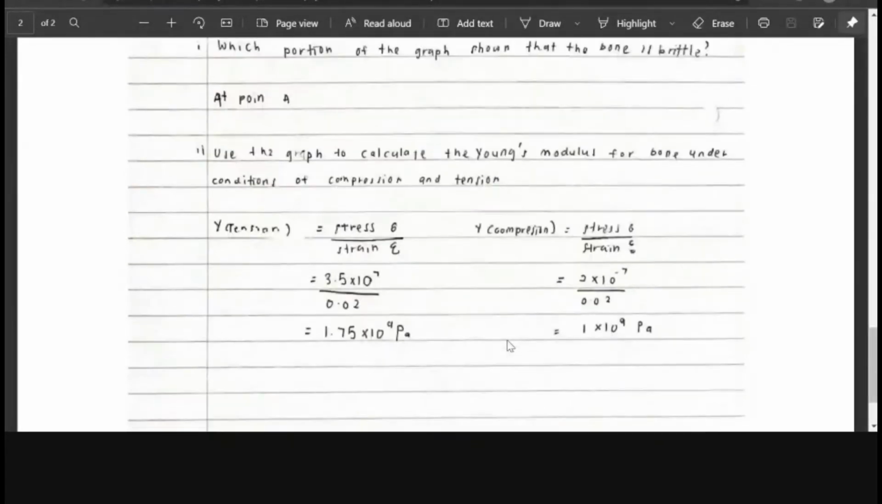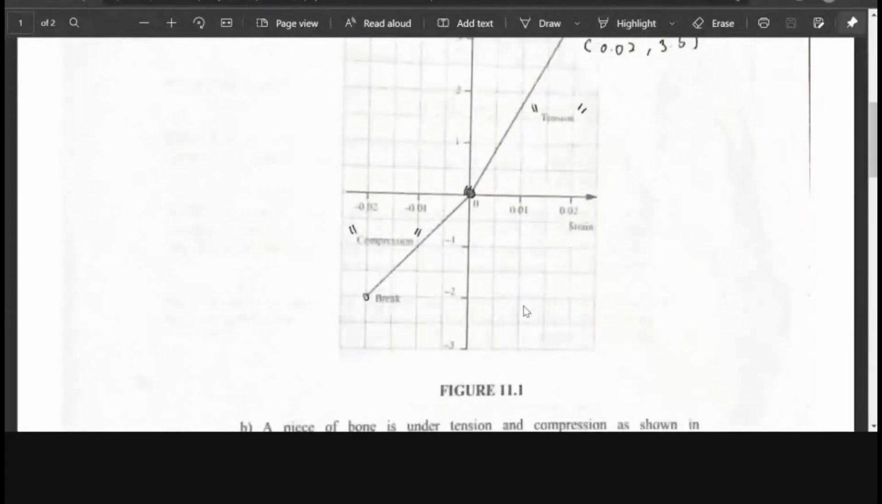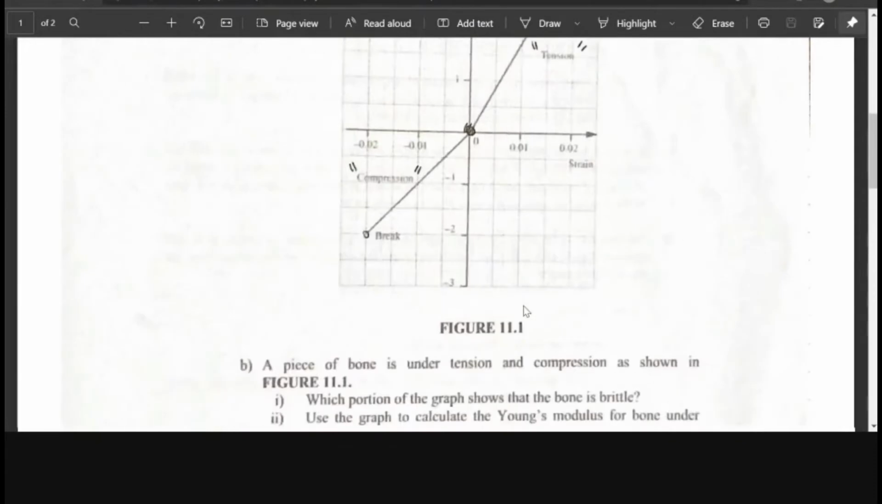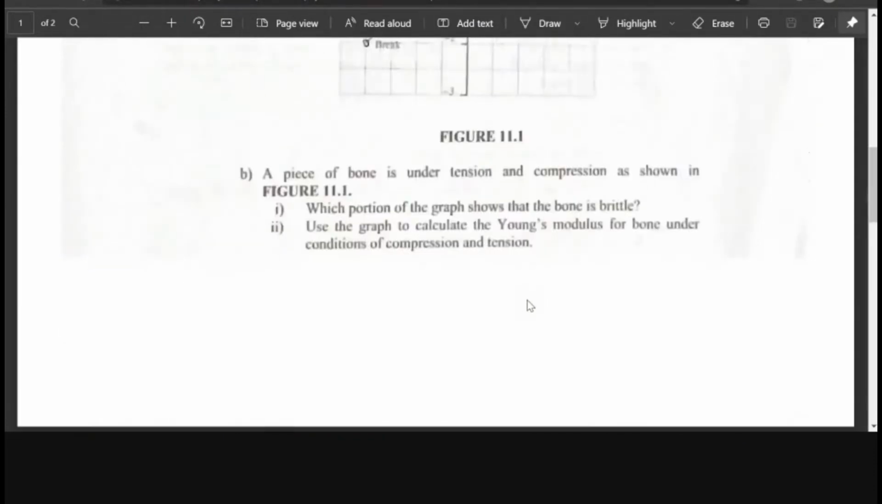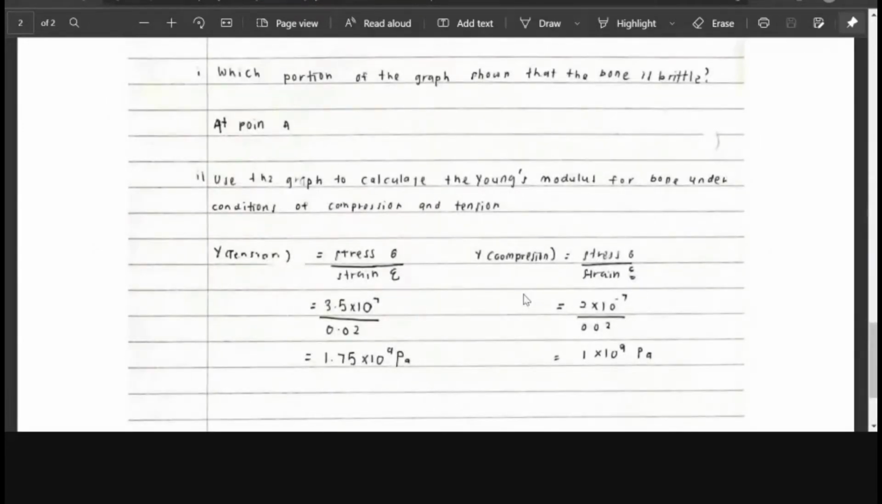Cuma jalan kira tu kan, bila kamu nak kira yang modulus and kamu diberi graph of stress against strain, dia punya modulus tu actually represented by the gradient of the graph. Maksudnya kecerunan graph tu. So supposedly dia adalah cerun lah. So maksudnya kalau tadi kamu ambil, cuba tengok dekat kamu punya graph tadi.